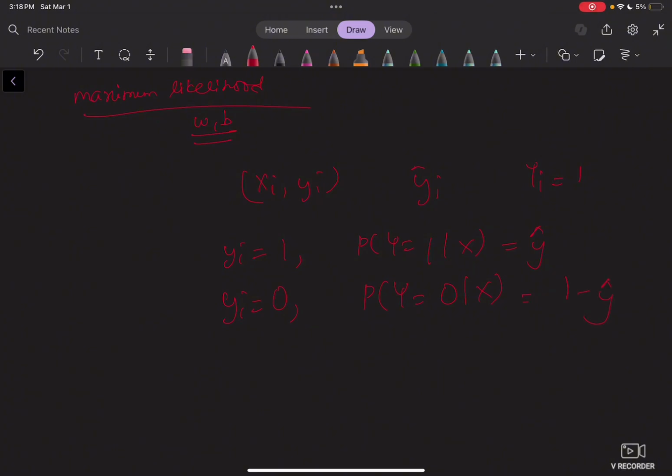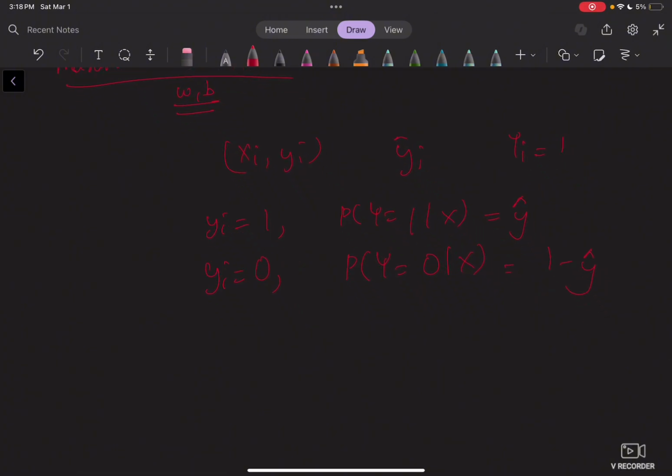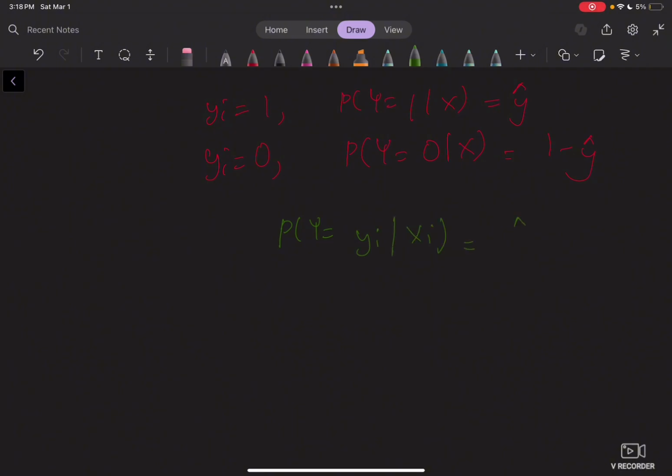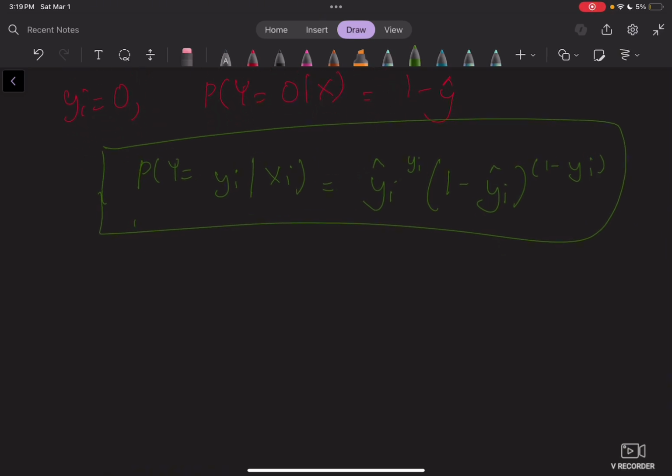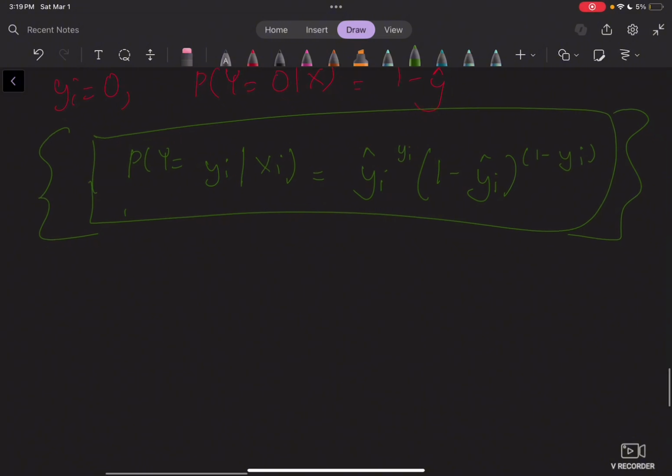So for each data point, the probability of observing the correct label given the input and parameters is P(y equals yi given xi), which is going to be y hat to the power yi times (1 minus y hat) to the power (1 minus yi). And if this seems confusing, please check out the last video because we walked through an example, and that makes it much easier to understand where this is coming from. I'm going to assume that you understand where this is coming from based on our discussion in the last video.